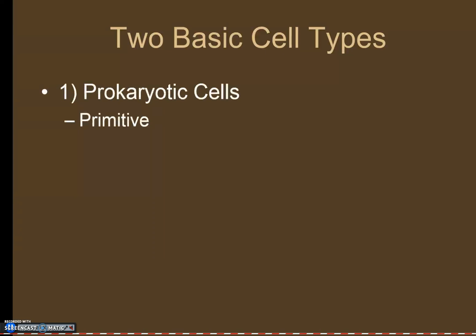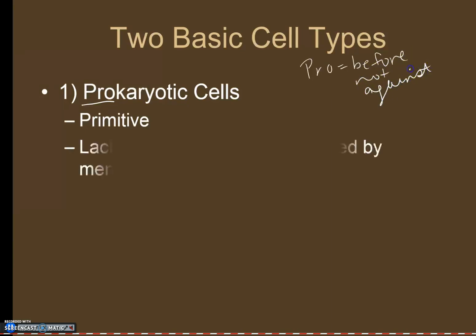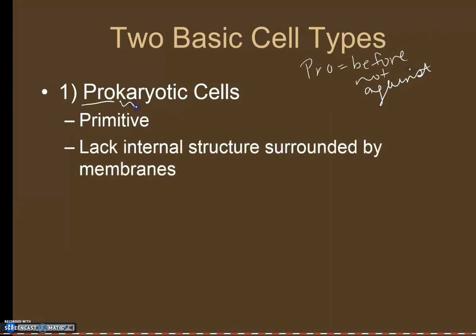With using microscopes, you should be able to identify the two different basic cell types, and every single cell ever discovered is going to be one of these two basic cell types. Prokaryotic cells, so pro means before, or not, or against. And karyo is a Latin word that means center or nucleus.